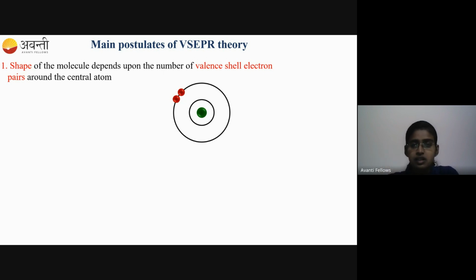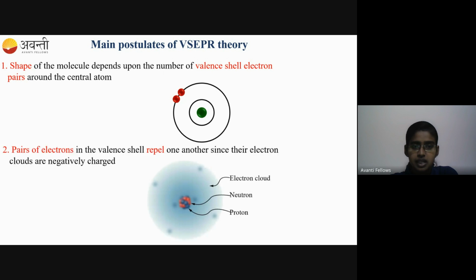Okay. Now coming to the second postulate: pairs of electrons in the valence shell repel one another since their electron clouds are negatively charged. Okay, so we have a nucleus here, neutrons and protons are there inside the nucleus, and the electron cloud is there. We have n number of electrons, right? So all the electrons are negatively charged. So like charges, what will they do? They will try to repel each other. So this kind of repulsion occurs over there. So this is postulate number 2.